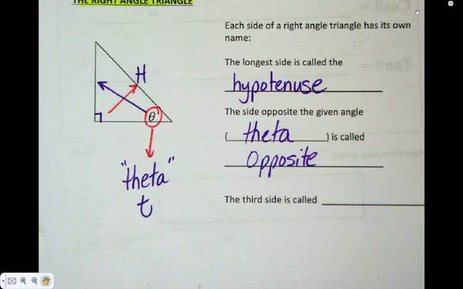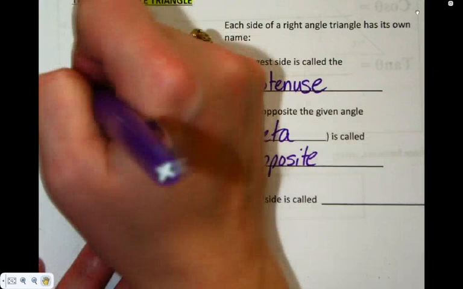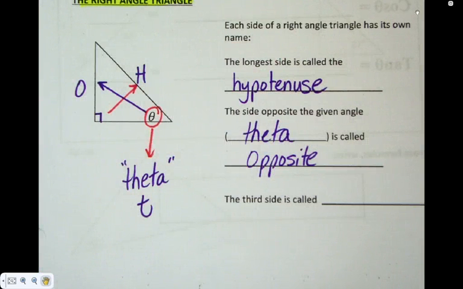Mathematicians are really, really obvious people. And what letter do you think we give opposite? Because we don't like writing that out, that's way too many letters. So hypotenuse is H, opposite is O. Oh, that's right.